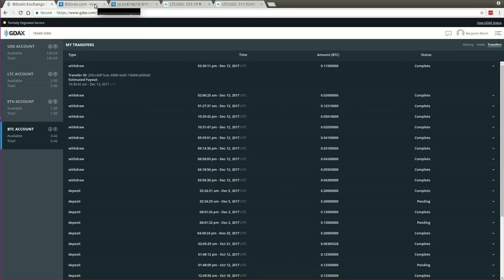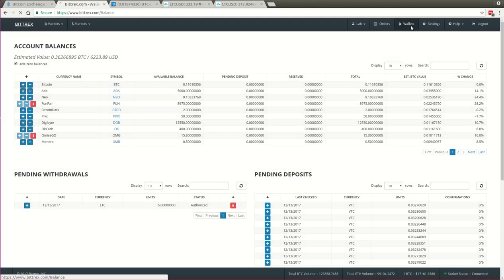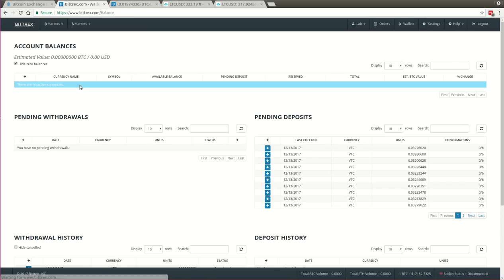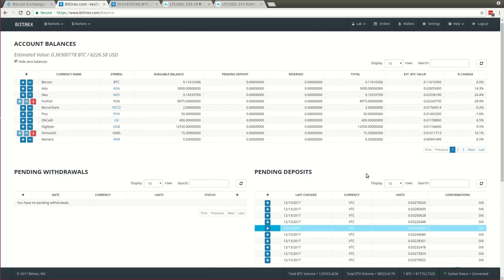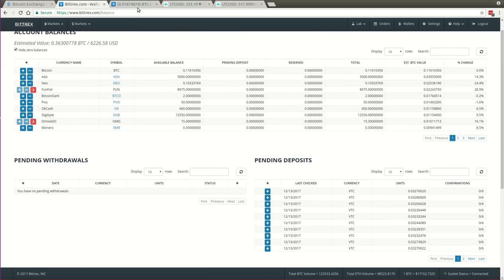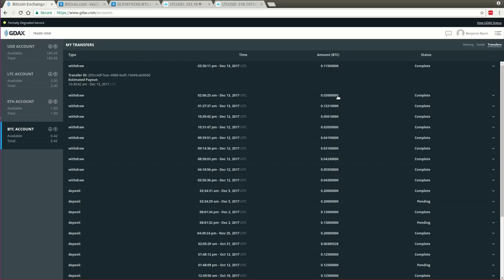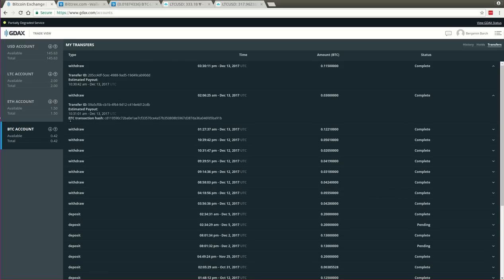If you go to your Bittrex right now and look over here in your wallets, you will see that you do not have any pending Bitcoin coming in yet. It can take a while. What you can look for here in GDAX is, let's look at yesterday's transfer, right here where it says BTC transaction hash. This withdrawal has a hash. This one doesn't, which means it's been submitted to the miners, but it hasn't actually started processing yet. What this complete status really means is we've initiated the withdrawal, but it isn't actually out there in cyberspace into the miners or really being transferred yet.